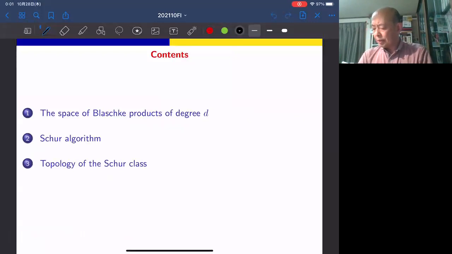My talk consists of three sections. First, we will review the space of Blaschke products of degree D. Second, we will see what the Schur algorithm is, or what Schur parameters are. And in the last section, we will look at the topology of the Schur class in more detail. Actually, I will give my first result in the first section, but the proof will be given in the last section.